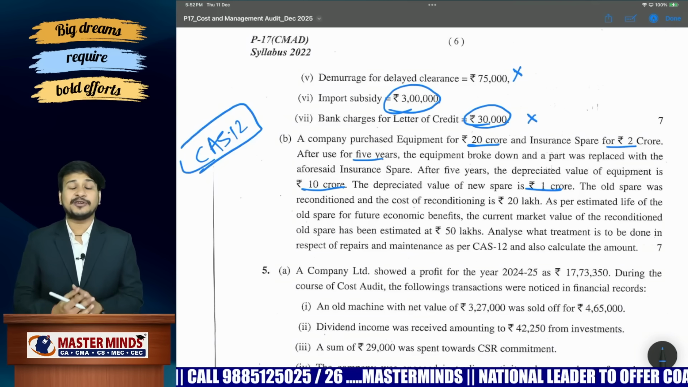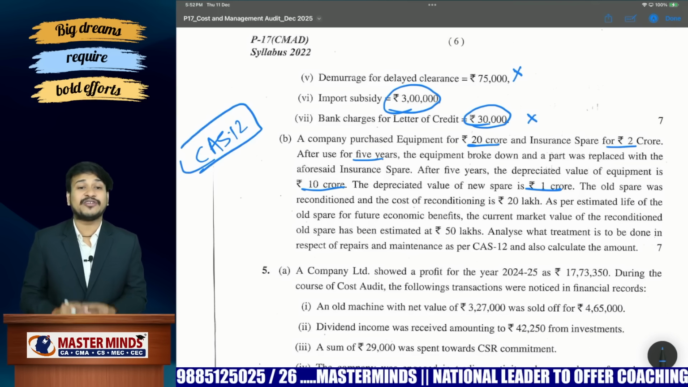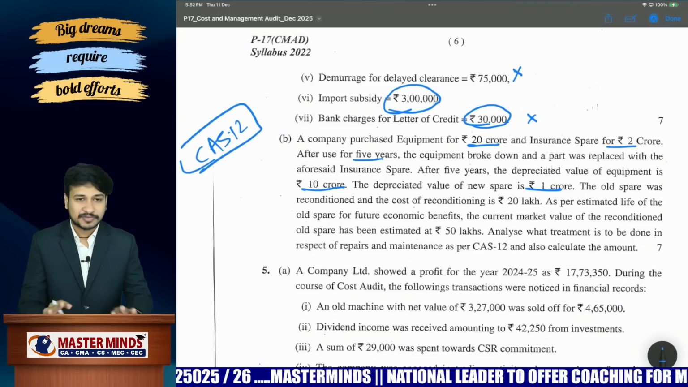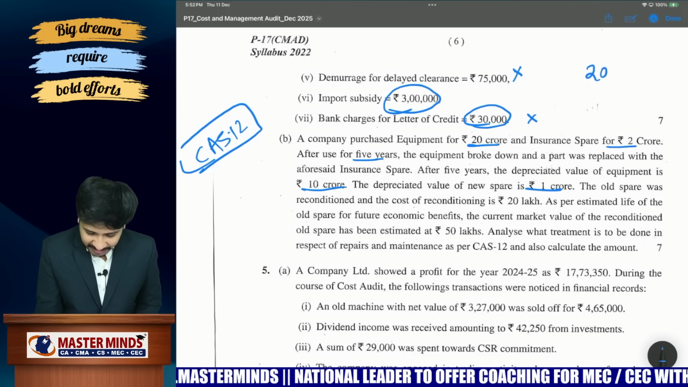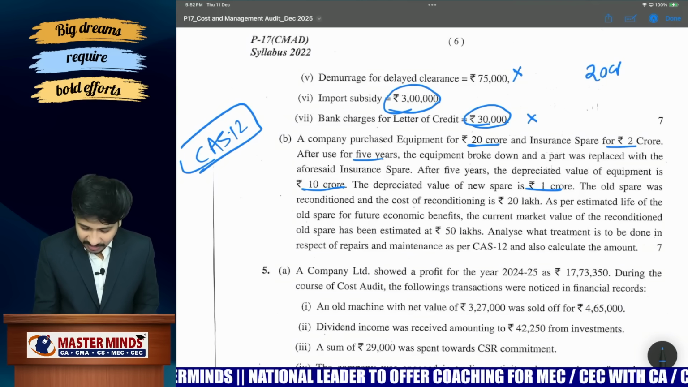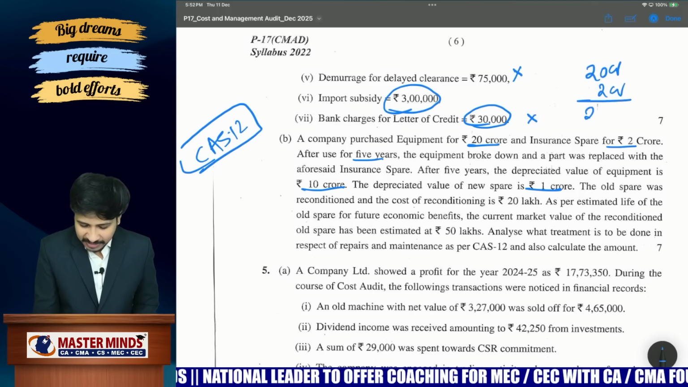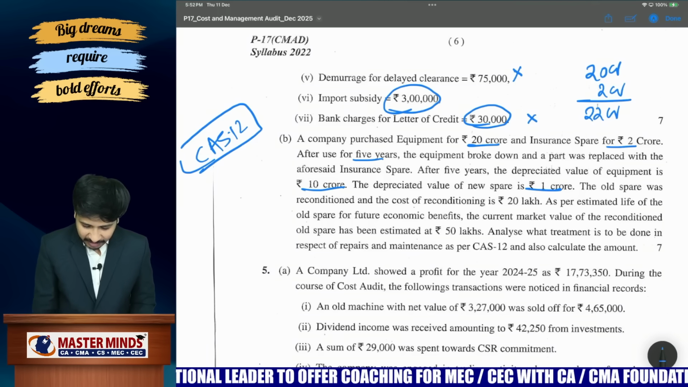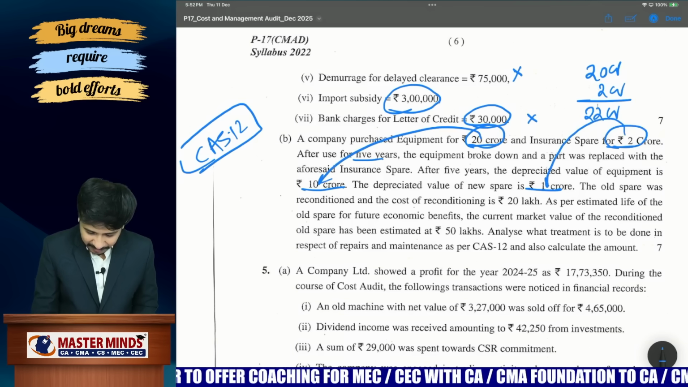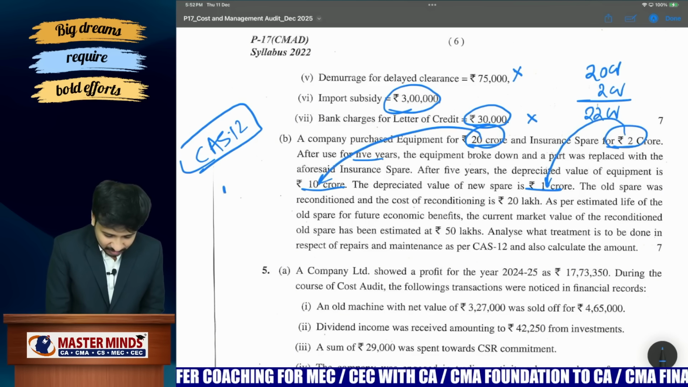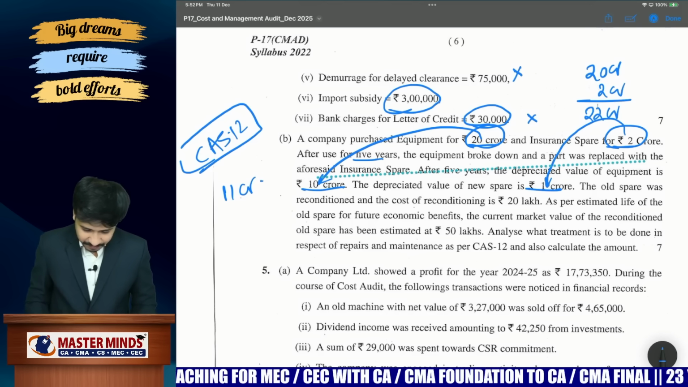So even I've been telling the same thing in the classroom, never ever leave any kind of problem from cost accounting standards, and the same happened. And frankly speaking, 20 crores is the insurance equipment and 2 crore is the insurance spare, and the total amount is 22 crores. Now the breakup is something like 20 crores value had become 10 crore, 2 crore value had become 1 crore. So it's all about the value now, it is about 11 crores.